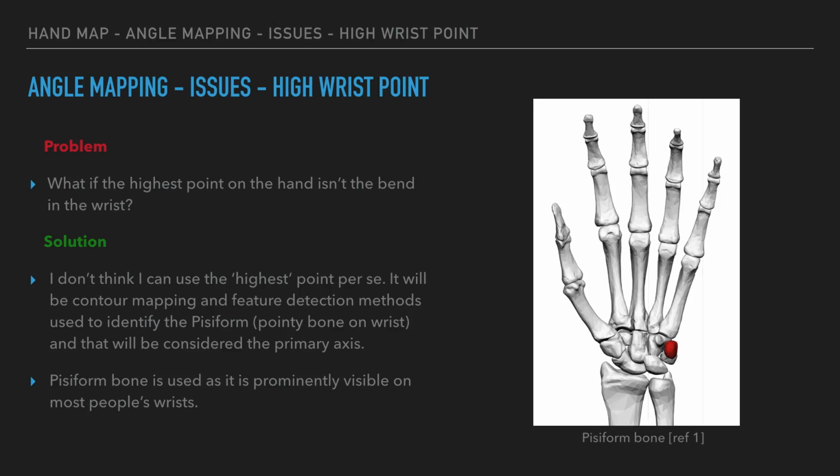The third problem I'd like to address is with the high wrist point. What if the highest point of the hand isn't the bend in the wrist? Well, I don't think I can use the highest point anyway, so I'm going to be using contour mapping and feature detection methods to identify the pisiform bone. That will be considered the primary axis. The pisiform bone is used as it's predominantly visible on most people's wrists. It's that little bump.